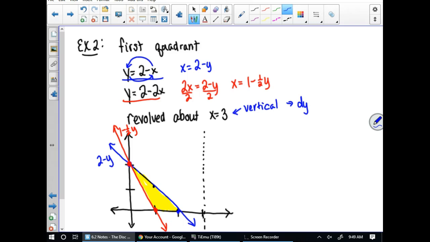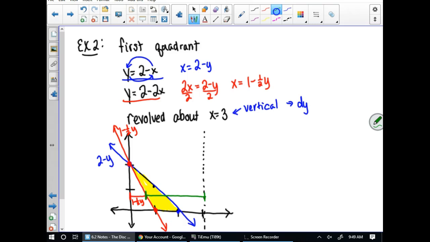All right, so when we're thinking outside radius and inside radius, whenever I have an equation like 1 minus 1/2 y, it gives you the distance between the y-axis and the line. So this is 1 minus 1/2 y right here. But our outside radius is not 1 minus 1/2 y. We don't want that. If we were rotating around the y-axis, we would. But our outside radius is from here to the line we're rotating around.